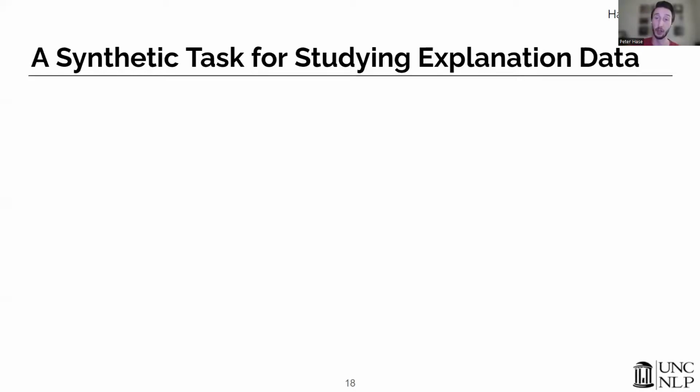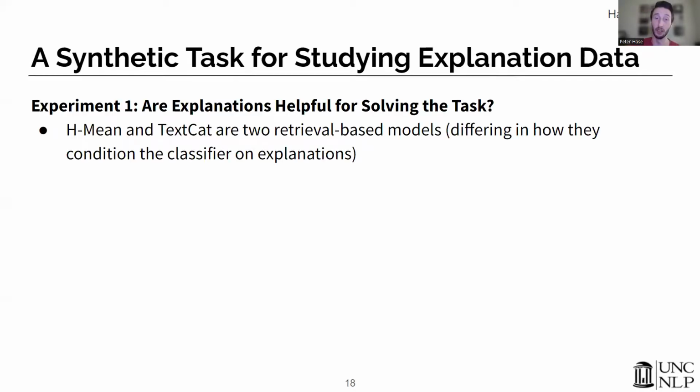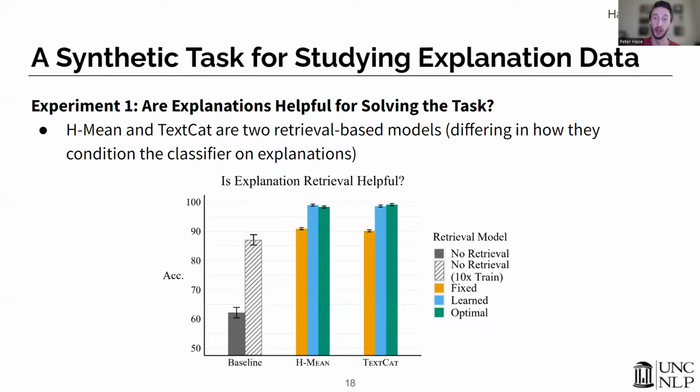First, we ask if explanations are helpful for solving the task, using two distinct but similar kinds of retrieval models. We see that all of our retrieval models perform much better than a baseline without explanation data. With 5,000 training points, the baseline gets around 62% accuracy, while a learned retrieval model gets upwards of 98%. The retrieval models even do better than a baseline with 10 times the training data, meaning 50,000 training points. So we conclude that explanations are very helpful for solving the task.